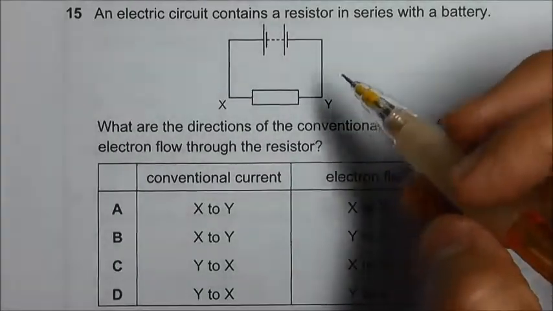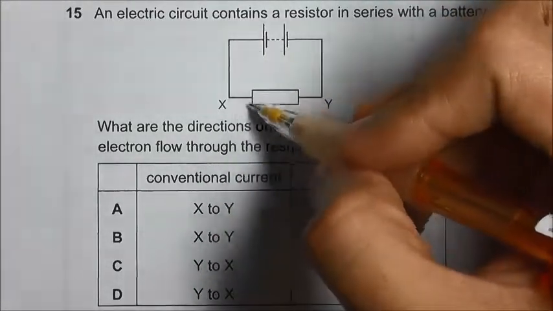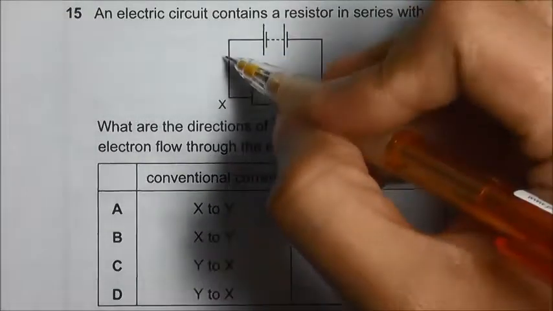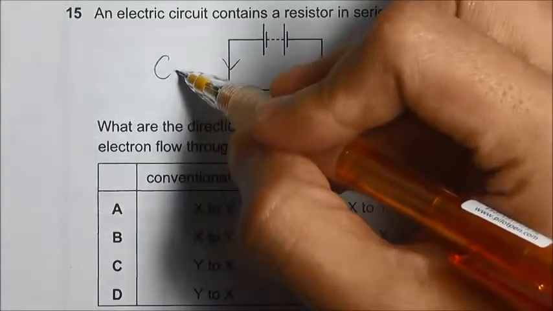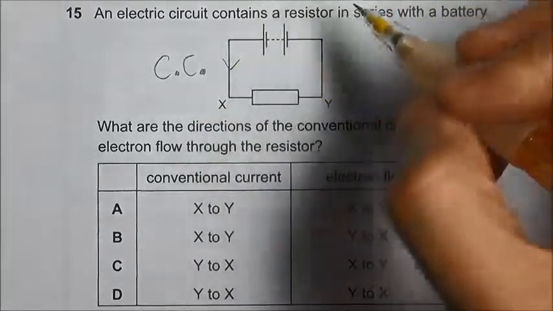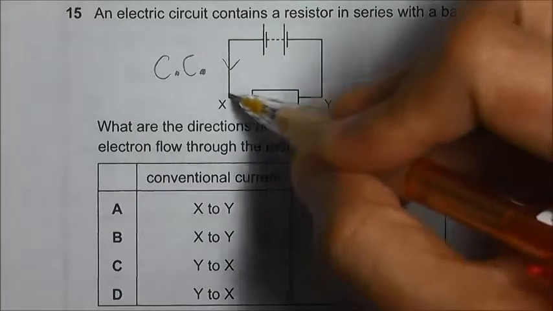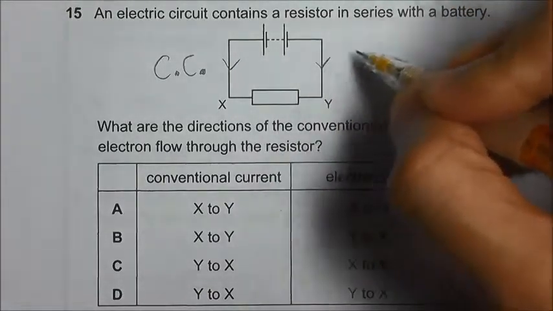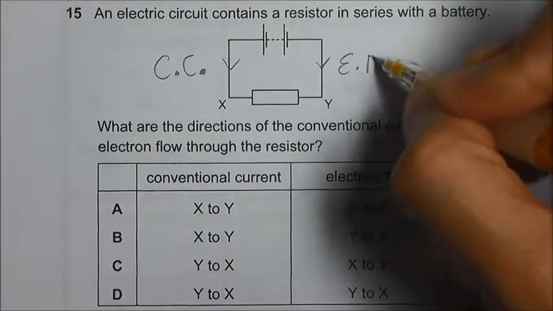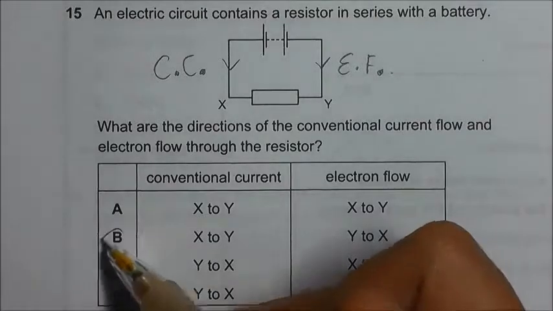Okay, we have to understand that the conventional current flows from the positive to the negative terminal of the battery. So this is conventional current. And the electron flow is from the negative terminal to the positive terminal of the battery. This is electron flow. Okay, so with this, we can conclude that the answer is B.